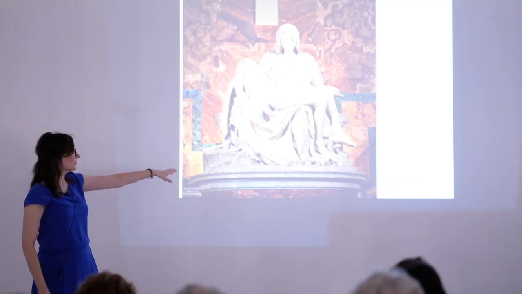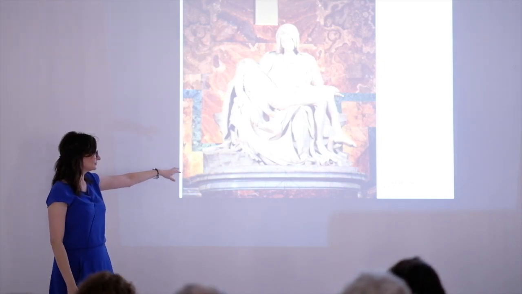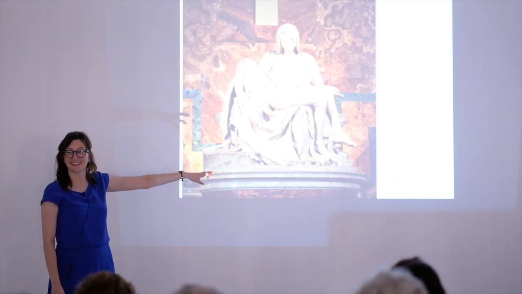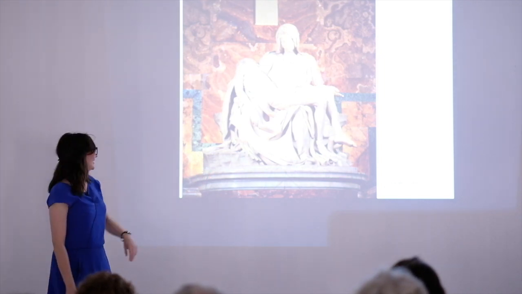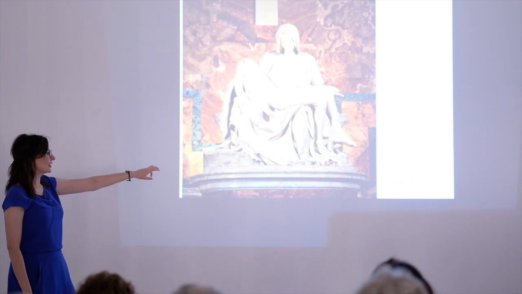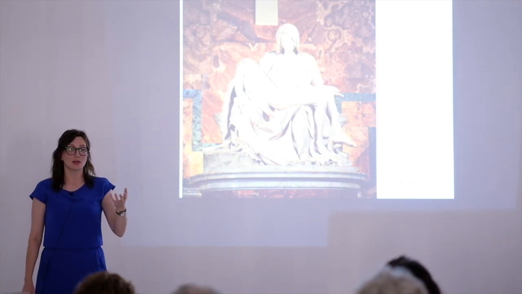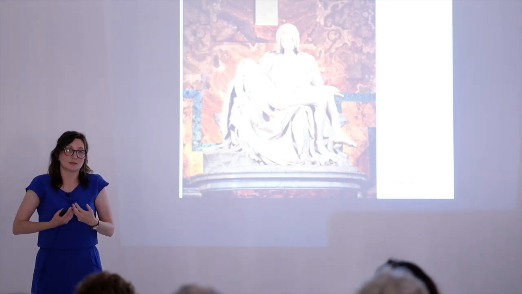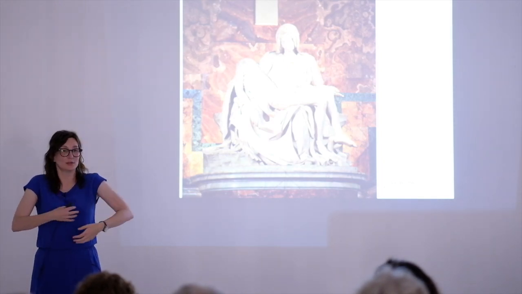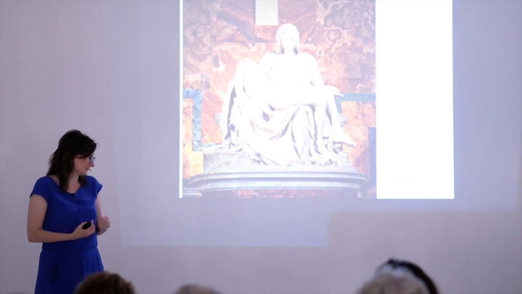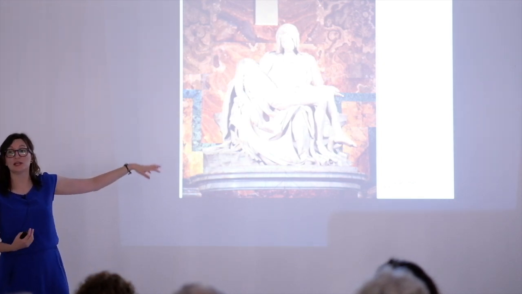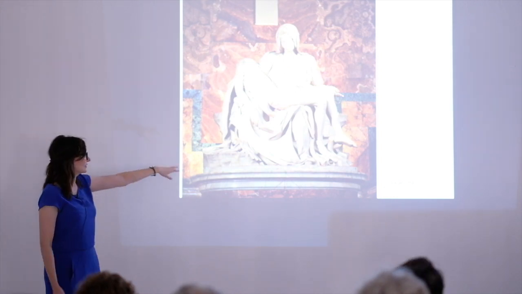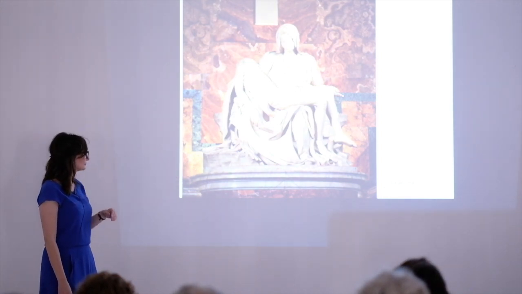He goes to Rome when he's in his early 20s, in 1498, so he's not even 25 yet. He's 23, or 22. He receives a commission from a French cardinal, and the French cardinal wanted a depiction of the Pietà. So that's the mother, Mary, holding her son, holding the body of Christ. He wanted a depiction of the Pietà for the top of his tomb, and the commission is granted to Michelangelo.